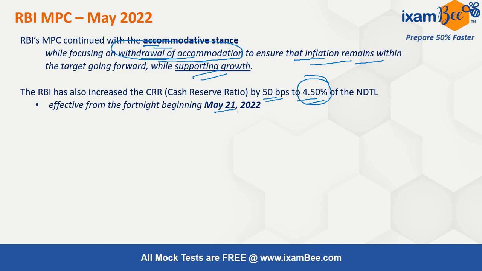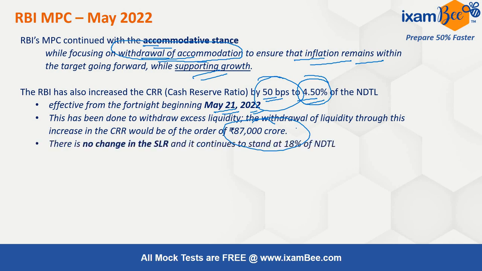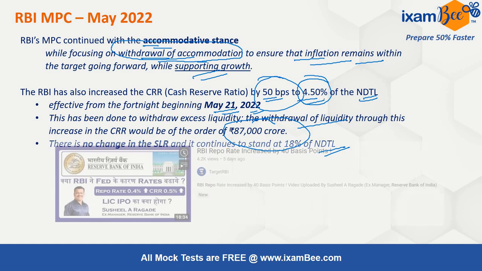The CRR is effective from May 21st. CRR is the amount of cash banks have to keep with RBI in their respective account, whereas SLR is the amount of money banks have to invest in government securities or other securities approved by RBI for SLR purposes. With this 50 bps, half a percentage point increase, 87,000 crore rupees is going out of the market. That is the withdrawal of liquidity, if you understand this concept rightly. And this percentage is always calculated on the base of NDTL, net demand and time liabilities. There is no change in SLR. That is what I said.